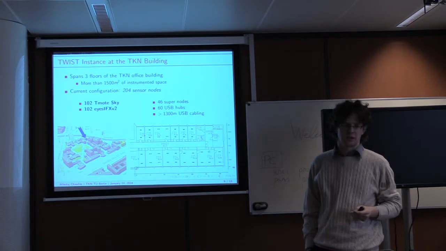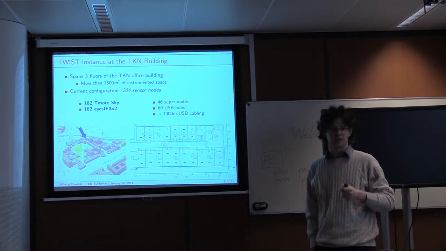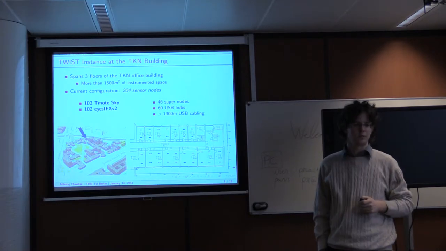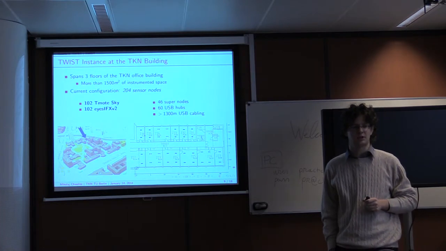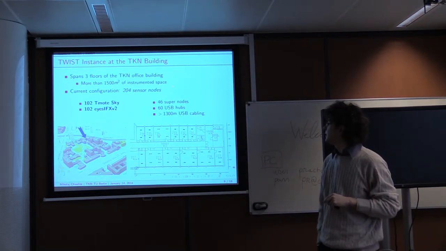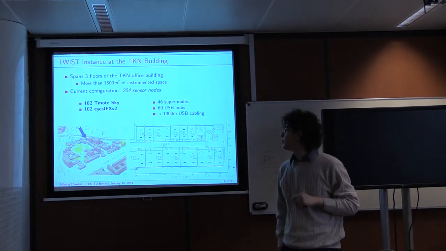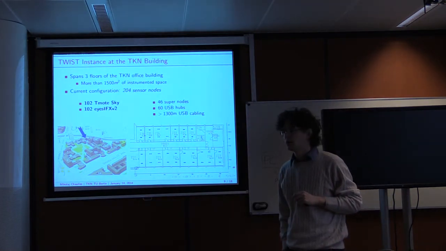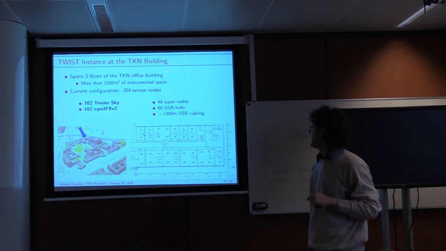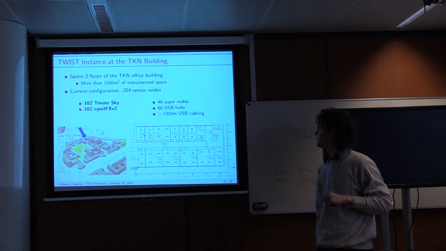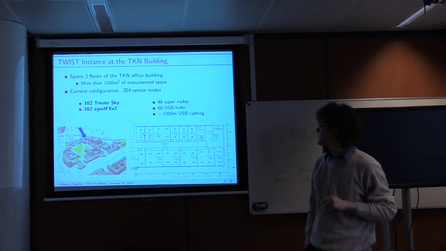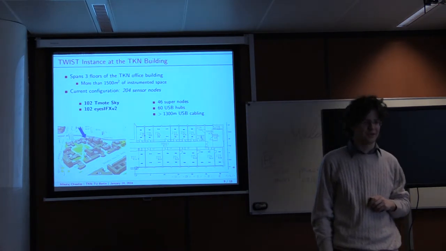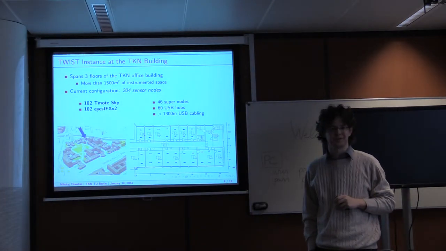And everything is pretty static. So at some point you can figure out what the link quality is between each node, and everything is fixed. In our case that's not true, because when you open the doors, the connectivity changes. We currently have around 204 nodes. Half of them are TMote Sky that will stay, and half are iSense that we will change in the near future. And to control all of that, we have 46 supernodes, over 60 USB hubs, and over 1 kilometer of USB cabling to connect all of that. So it was quite a lot of work to put it together.